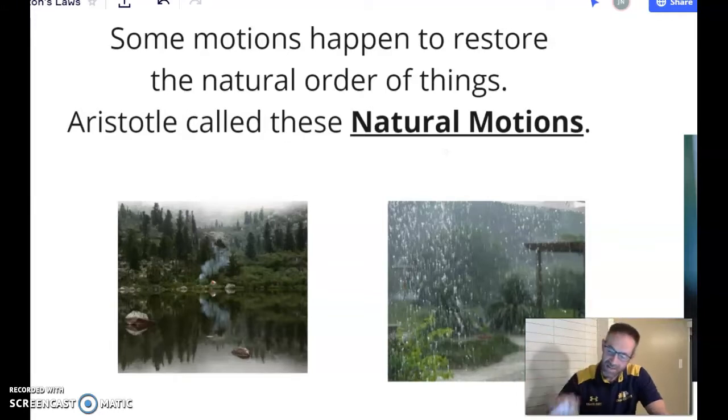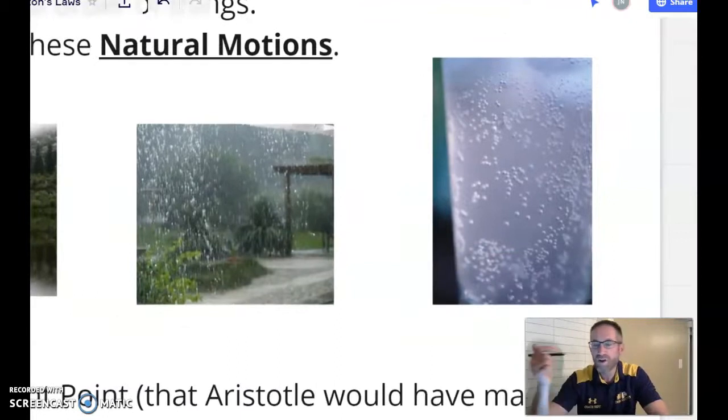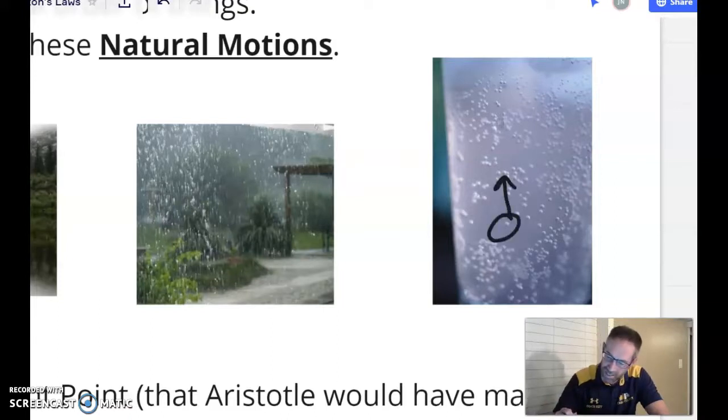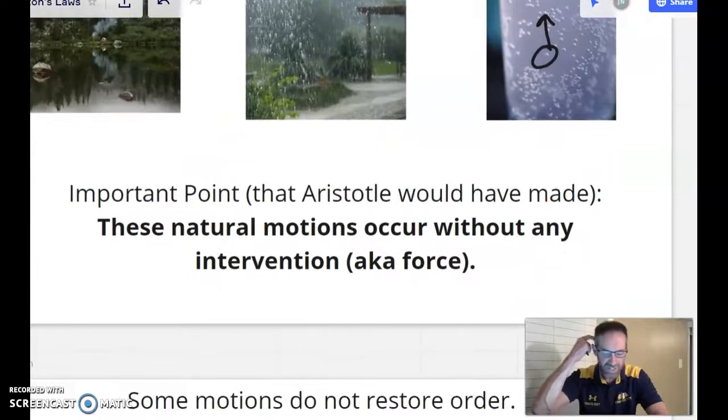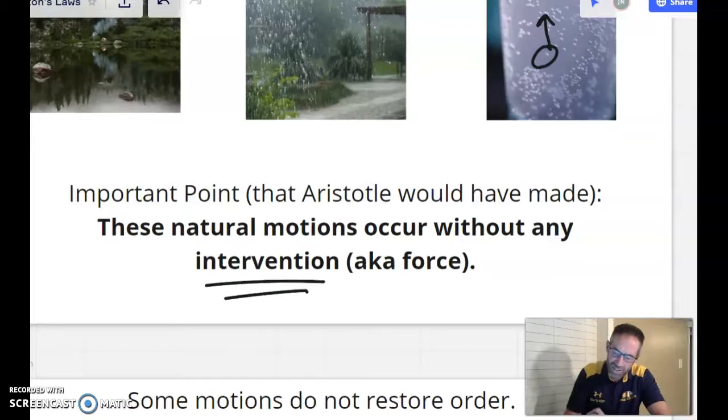It belongs up. And we have rain coming down, and somehow water gets into the air, and it's going to come back down because that's where it belongs. And then here he wouldn't have this, but here we have some carbonated drink, and the bubbles are going to go up, and he would say, well, they're going up because where do you expect them to go? They're going home. That's where they belong. Point of all of this is that Aristotle would have said that these natural motions occur without any force. He didn't use the word force, but he meant it. He would talk about things like interventions and things like that.